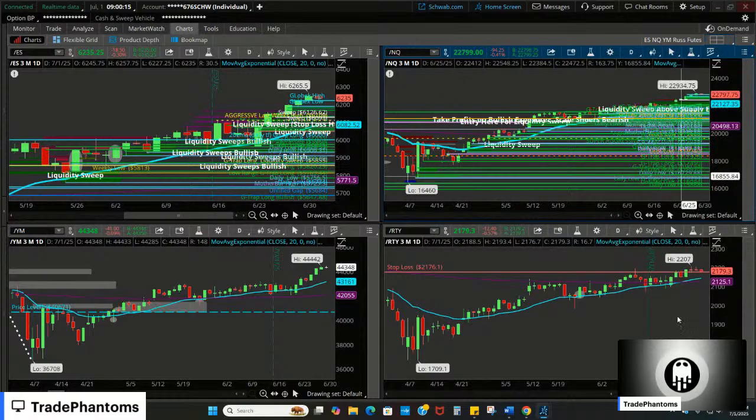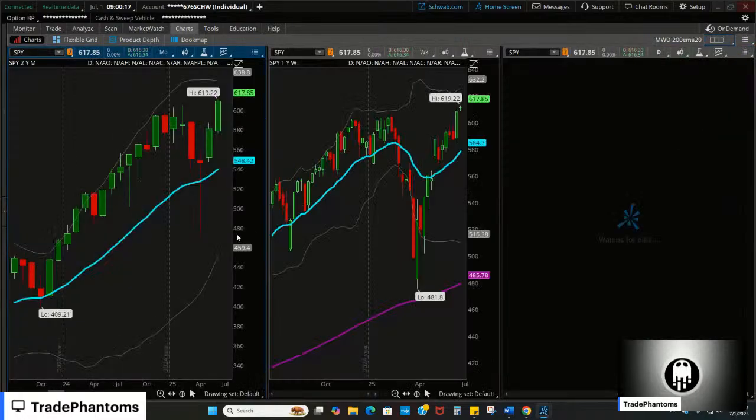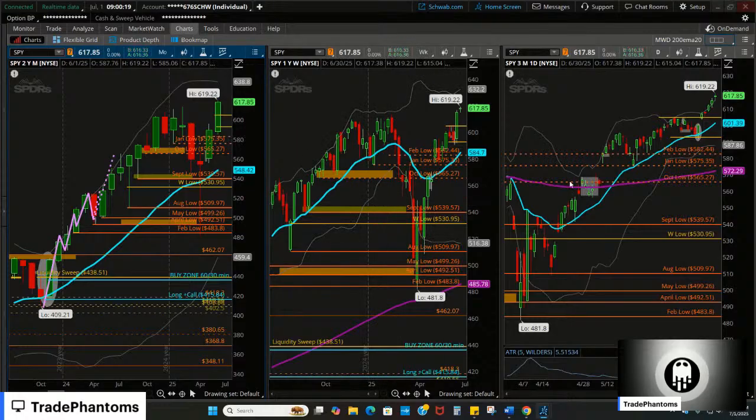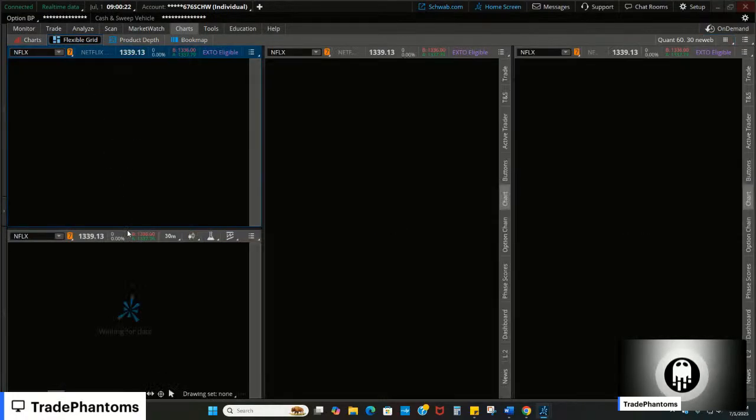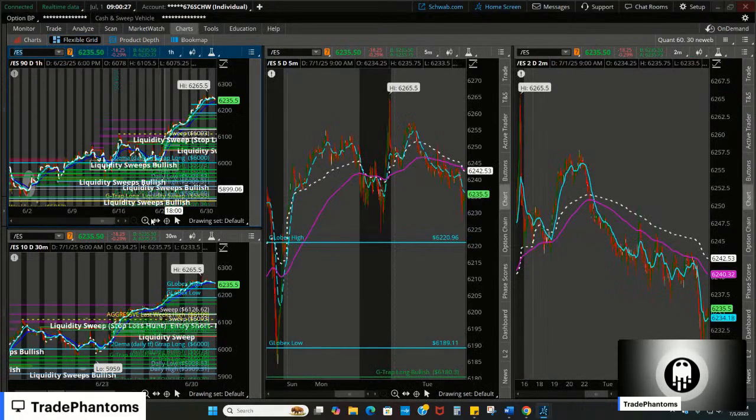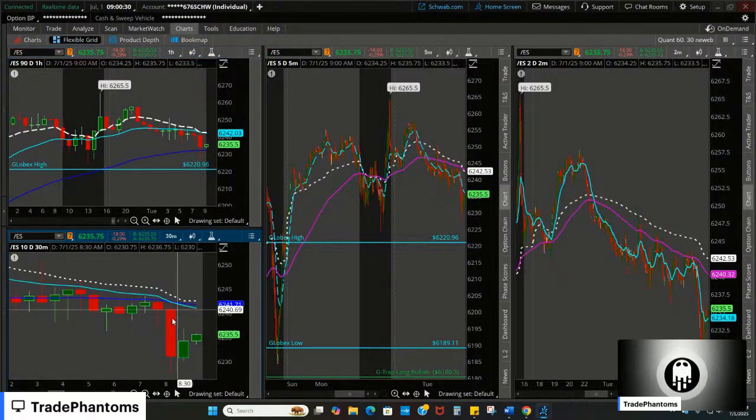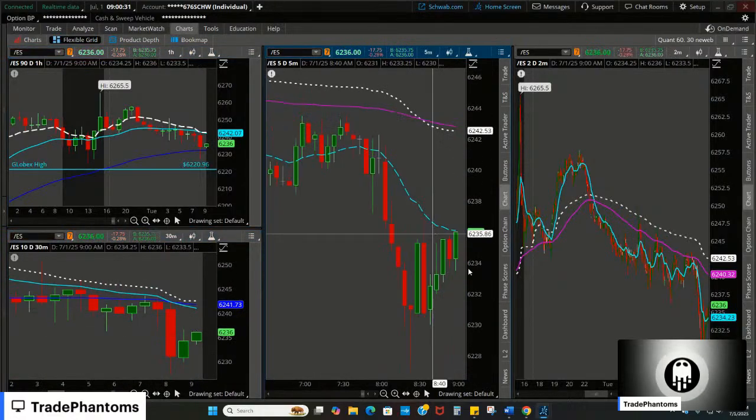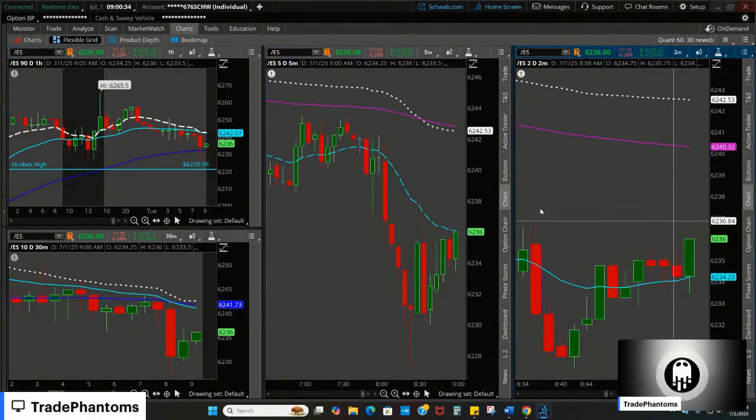All right, switching over to the monthly. Got monthly here, weekly here, daily here. Now I'm going to drop down to the 60-minute time frame. You'll notice I got the 60-minute time frame upper left, the 30-minute time frame bottom left, followed by a 5-minute here, and a 2-minute time frame here in the bottom right.